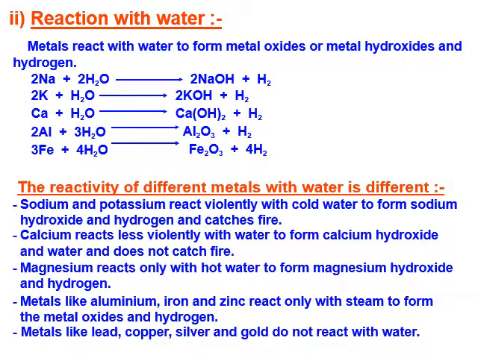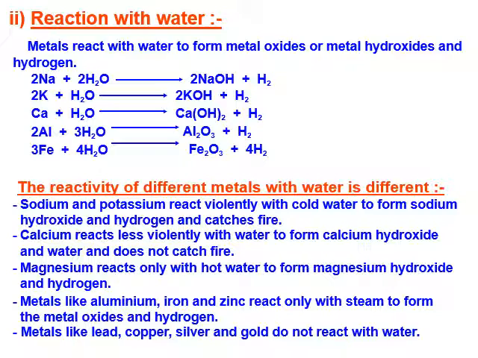Reaction of metals with water. Metals react with water to form metal oxides or metal hydroxides and hydrogen. For example, when sodium reacts with water, it forms sodium hydroxide along with hydrogen gas. When potassium reacts with water, it forms potassium hydroxide along with hydrogen gas. Calcium with water forms calcium hydroxide. Aluminium with water forms aluminium oxide. Iron with water forms ferric oxide along with hydrogen gas.